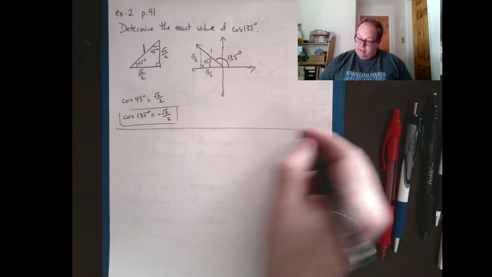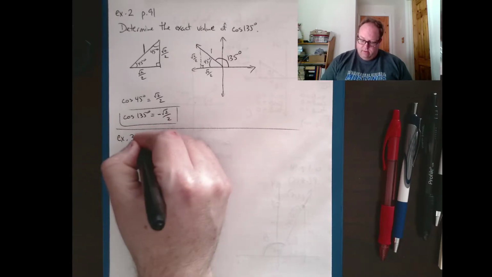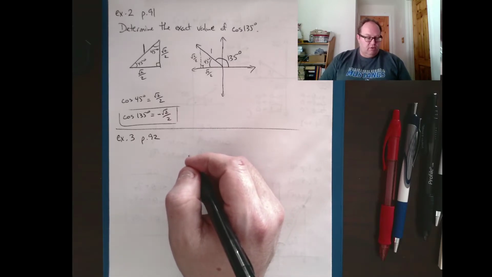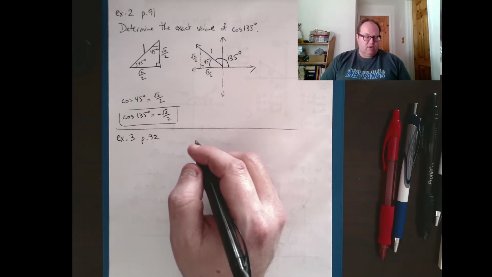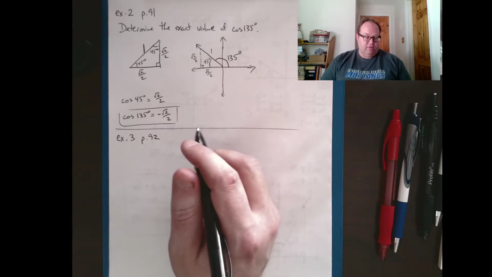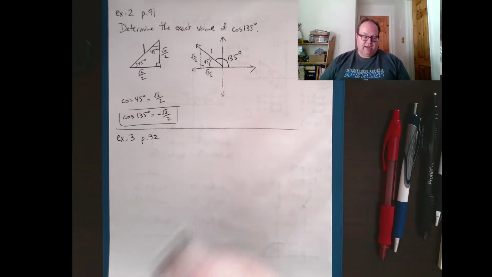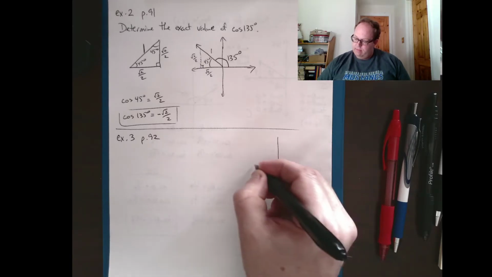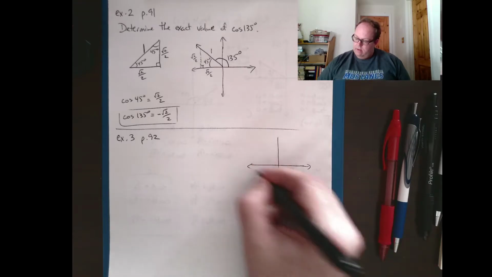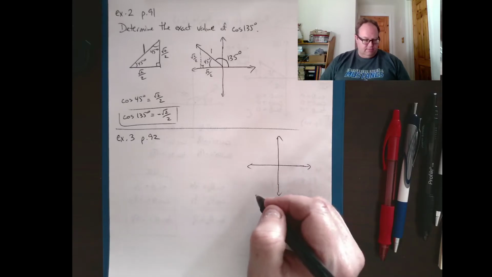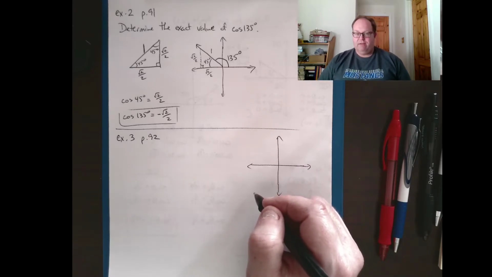Moving onward, example 3, page 92. We are told to suppose theta is an angle in standard position with a terminal arm in quadrant 3 and the cosine of the angle is negative 3/4. What are the exact values of sine and tangent of the same angle? Okay, so we draw this out. We've got an angle drawn in standard position that ends in quadrant 3. So it ends up down here, and its cosine value is negative 3/4.